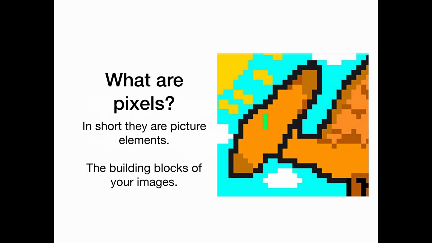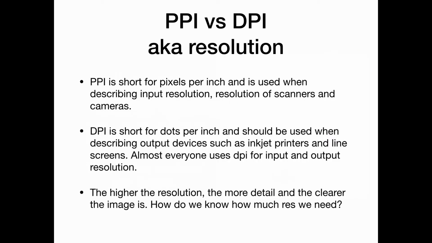Pixar. That's where Pixar comes from. Picture element. Building blocks of your images. A lot of people say DPI. It's actually, on the input side, PPI, which is pixels per inch. DPI is dots per inch, and that really is used for output. So I say here in my notes, PPI is short for pixels per inch and used for describing input resolution.